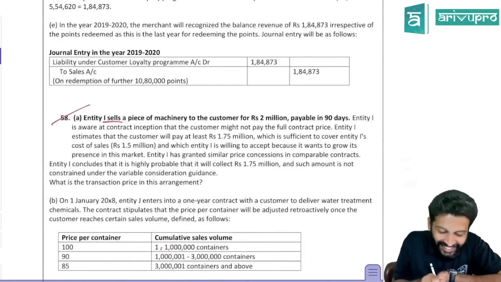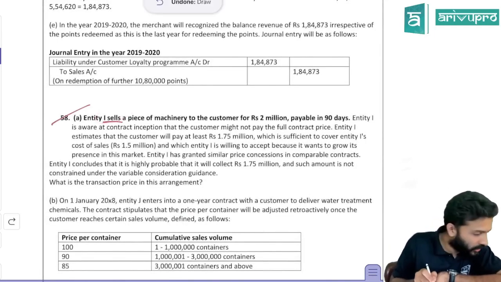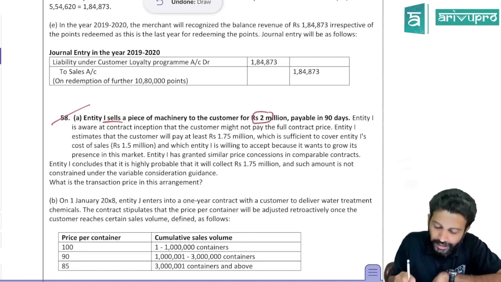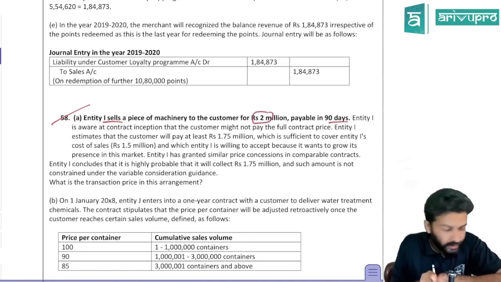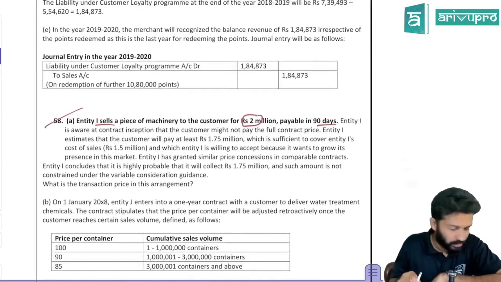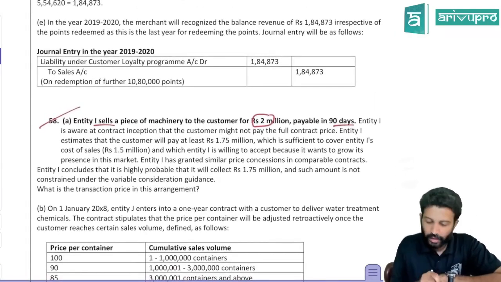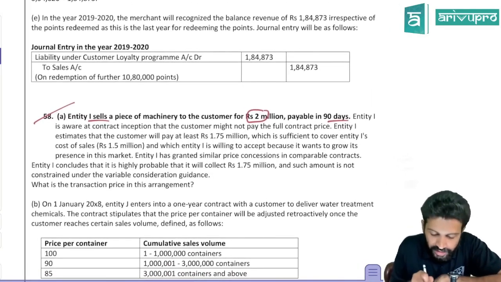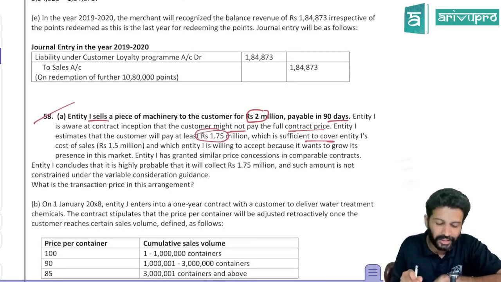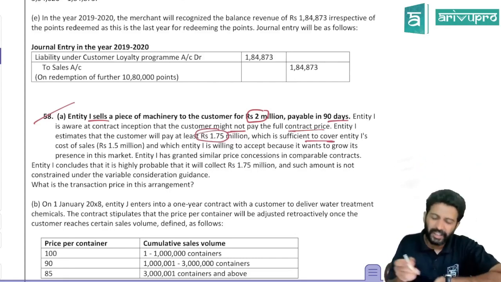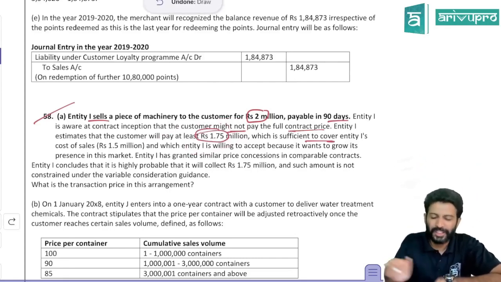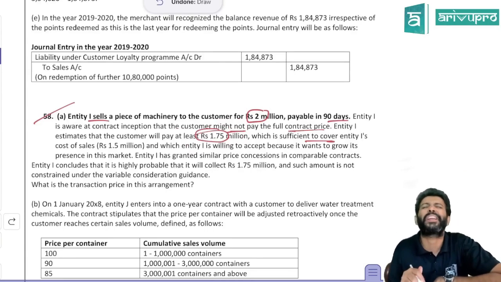Entity 1 sells a piece of machinery to a customer for 2 million, payable in 90 days. Entity 1 is aware at contract inception that the customer might not pay the full contract price. The entity estimates that the customer will pay at least 1.75 million, which is sufficient to cover the entity's cost. The contract says the price is 2 million, but the entity feels it will only recover 1.75 million. That means 25 lakhs is the variable consideration.